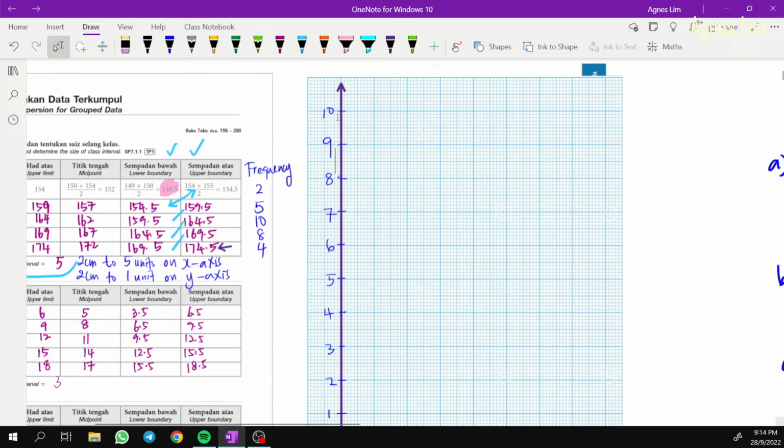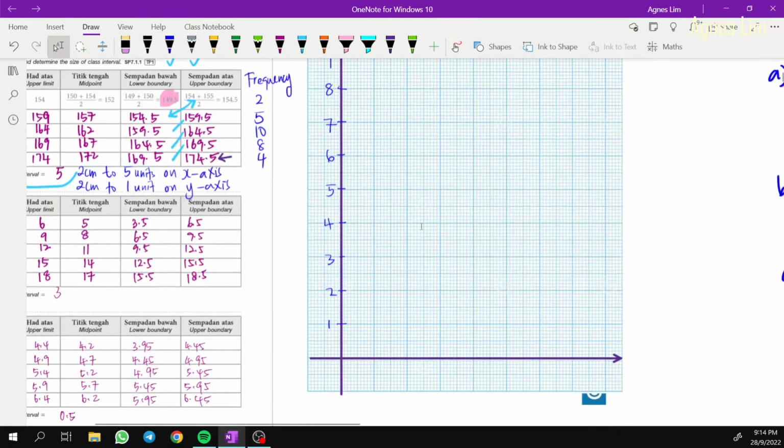So now, the maximum that we need is actually only 10. If you want to do 11, it's up to you if there's space. If not, you do up to the maximum number, which is 10. Alright, and then we have 0 here. Leave 2 centimeters from the y-axis.